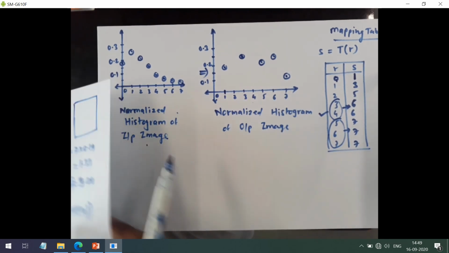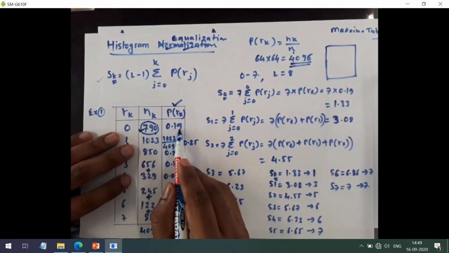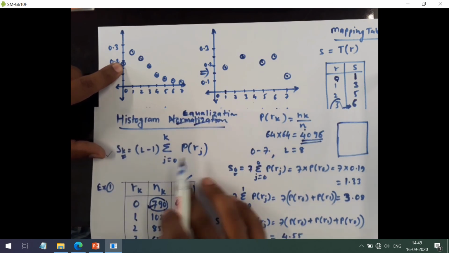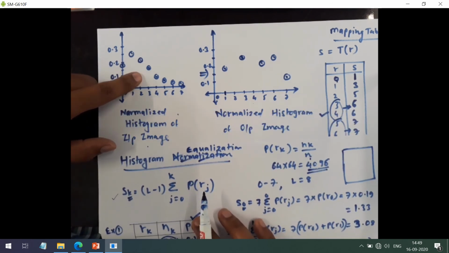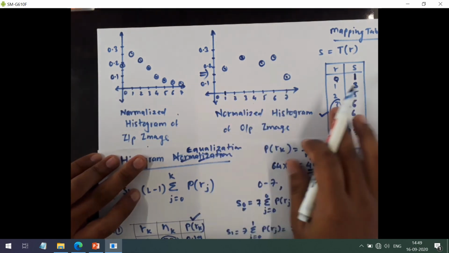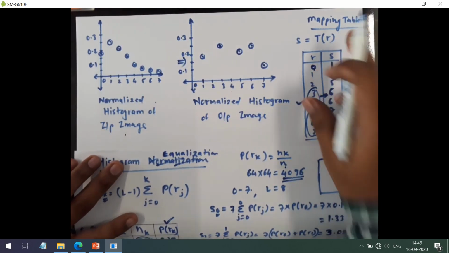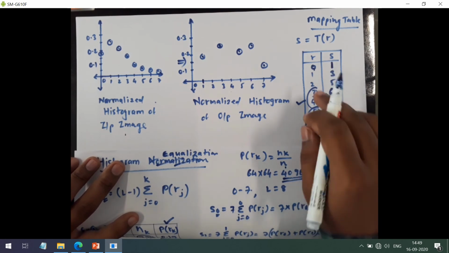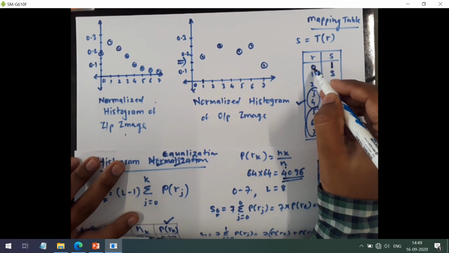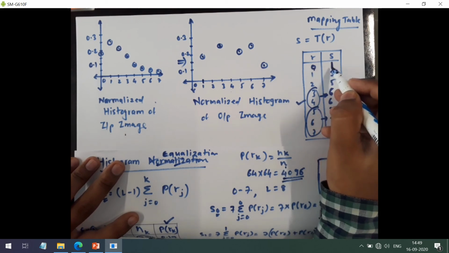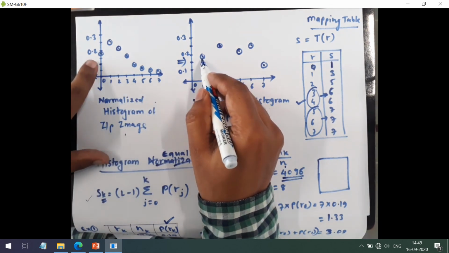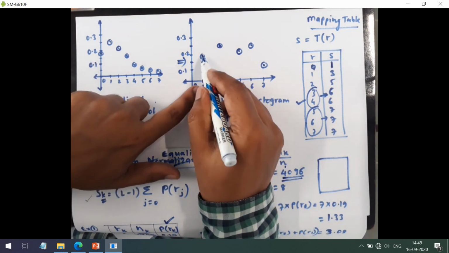So there are 0.19 pixels with intensity 0, so that I have plotted, okay, and so on, okay. So this is the normalized histogram of the input image. Then in order to find this value, you have to make use of the mapping table, okay. So how to do that? The pixel with intensity 0 is mapped to 1, okay. So here the value of 1 will be 0.19, okay. That many pixels are mapped to 1, okay.